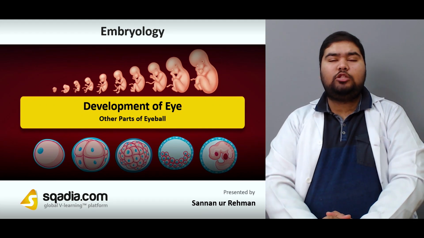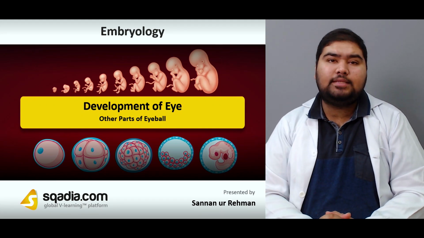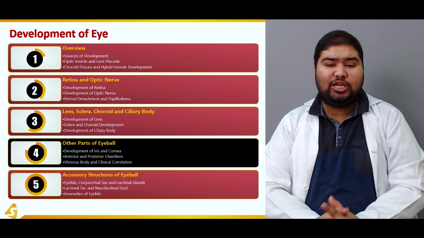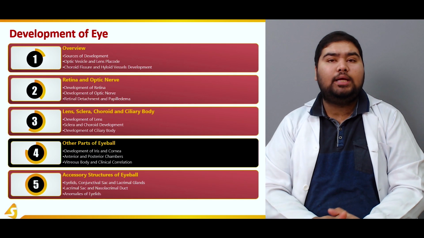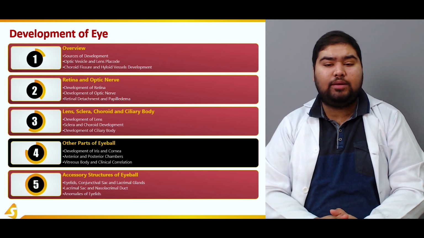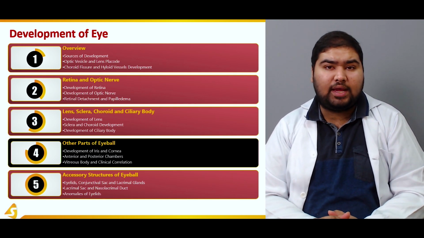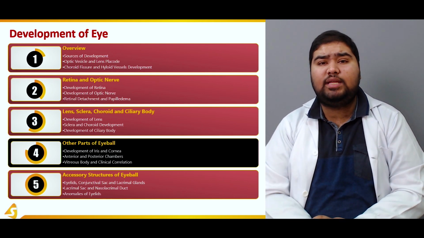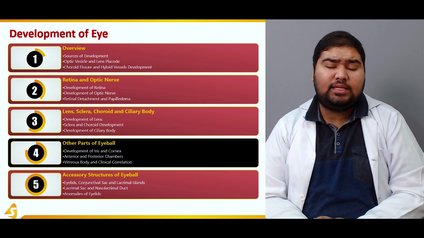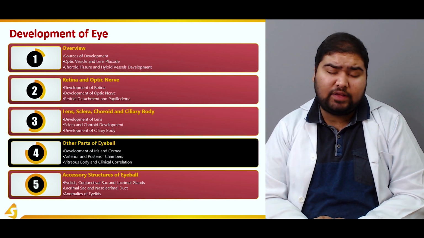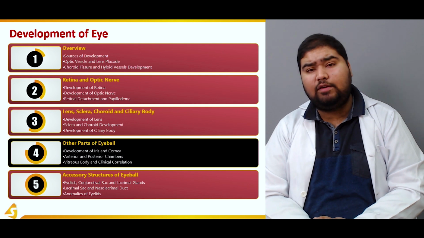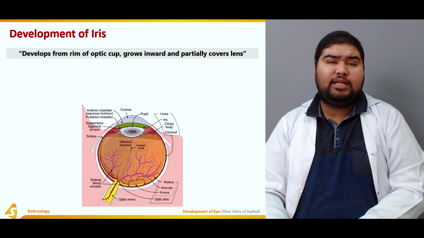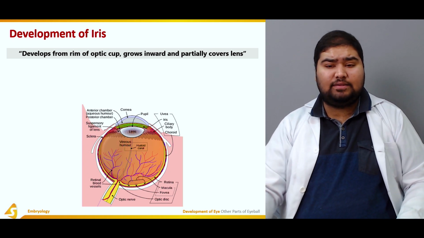Hello everyone, we're still talking about the development of the eye. In this section, we'll talk about the other parts of the eyeball. These include the iris and cornea, the anterior and the posterior chambers, and the vitreous body, and finally the clinical correlations. We'll see what the developmental sources are and how the development actually takes place, and finally we'll move on to the clinical correlations. So let's talk about the development of the iris first.